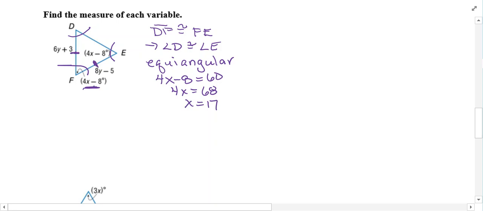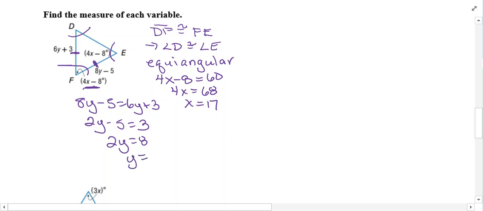These two sides are congruent, so we set them equal to each other. So 8y minus 5 equals 6y plus 3. Subtract the 6y, so 2y minus 5 equals 3. Add the 5. 2y equals 8, so y equals 4.